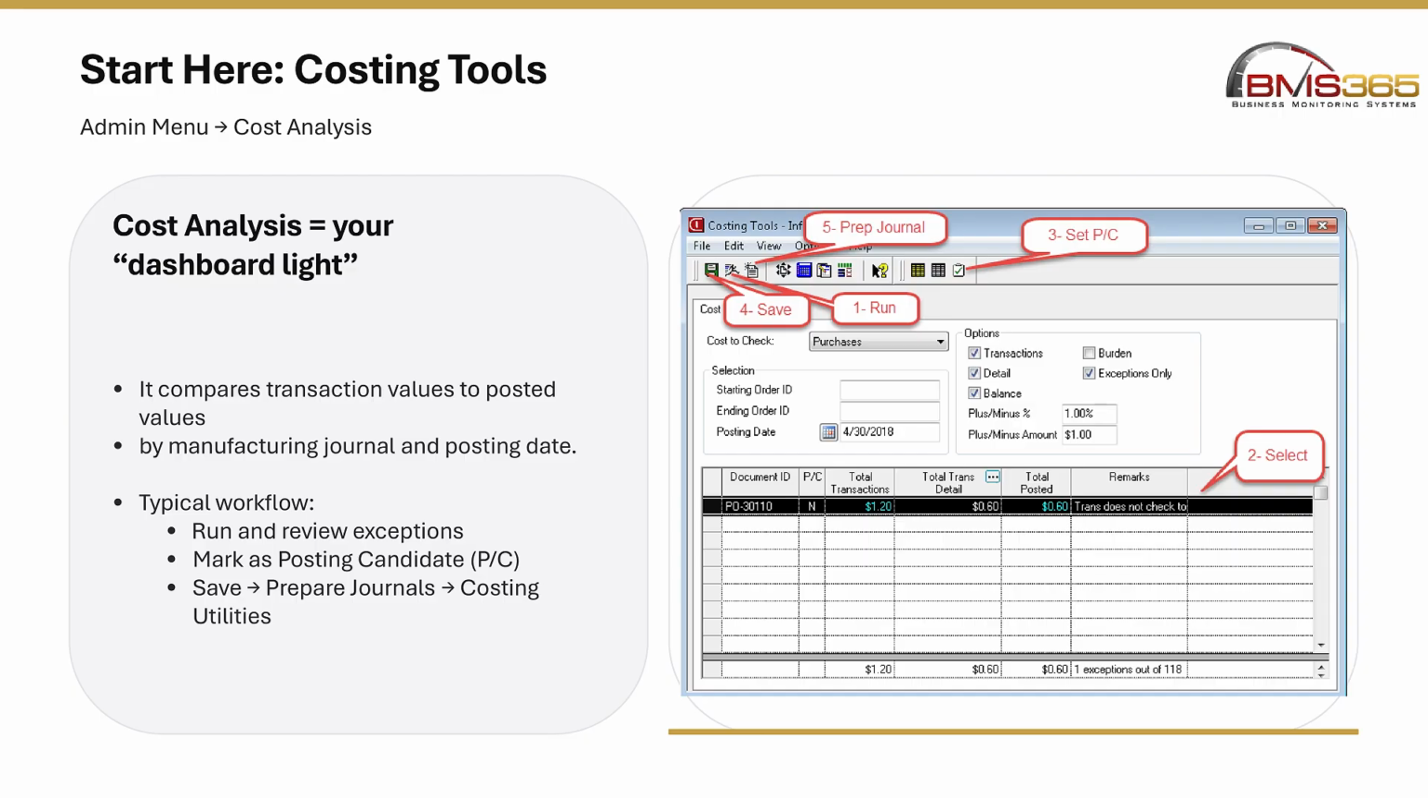Inside Costing Tools, the most important area to know is cost analysis. This is your dashboard light. It doesn't just tell you something is wrong, it helps you narrow down where the smoke is coming from. Cost analysis compares transaction values to what's posted by manufacturing journal and posting date, and it highlights exceptions. When you find an exception, the standard approach is straightforward. Identify the line, mark it as a posting candidate, save, and then follow your normal cycle, usually preparing journals and running costing utilities, so Visual recalculates and posts the correction properly. That's Visual doing what it's good at, rebuilding consistency instead of you trying to patch it with guesswork.